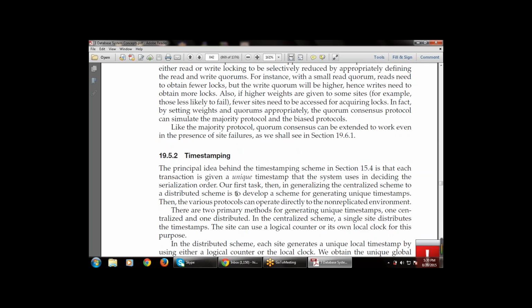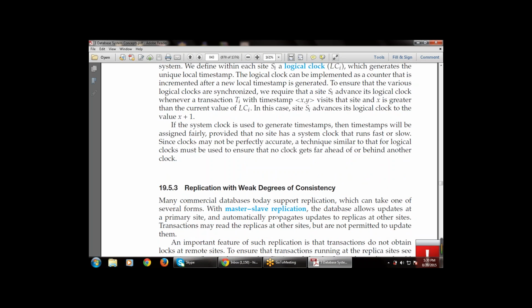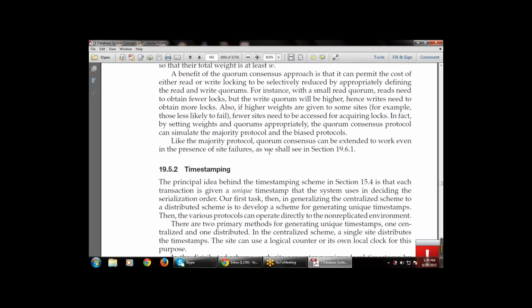Now next is timestamping: what timestamping is and how to use it. That is one of the important critical issues. The main idea behind timestamping, in section 15.4, is that each transaction is given a unique timestamp, a unique ID, which the system uses in deciding the serialization order, so that transactions are available in serialized order. One transaction will be executed after another.